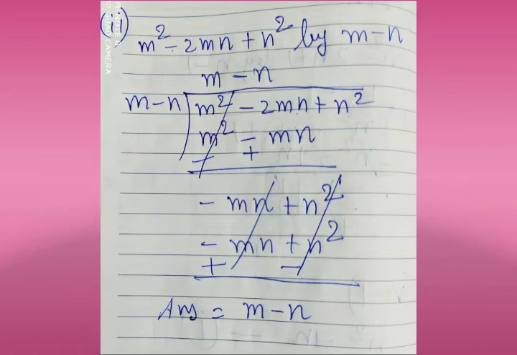Clear? So minus n is multiplied with m minus n, and we get what? Minus mn plus n square. Again we will change the sign. So plus n square will become minus n square, and minus mn will become plus. Now we can cancel, and the answer is m minus n.